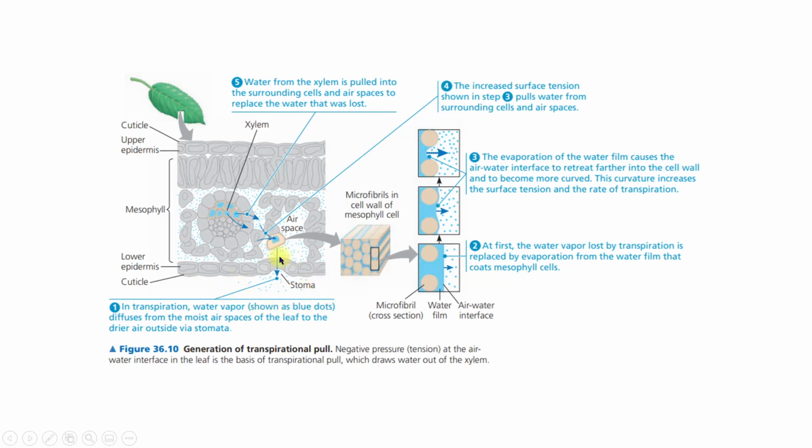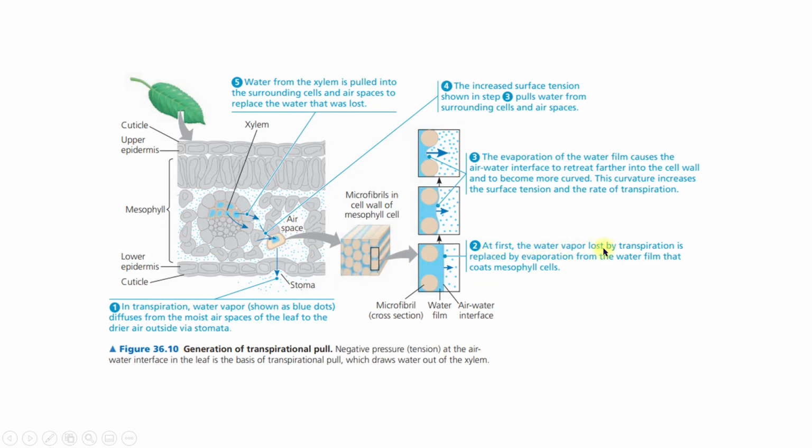Next, a closer look at this mesophyll. You can see there are many microfibrils. Each one of these is a microfibril. A cross section of it will give you a picture like this. And these microfibrils are surrounded by water. So water vapor is already lost in the air space, right? Next, what happens? The loss of water vapor from this space will be replaced by this water film inside the mesophyll. So let me recap that.